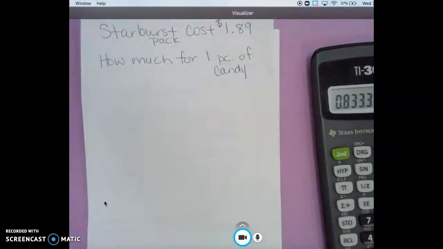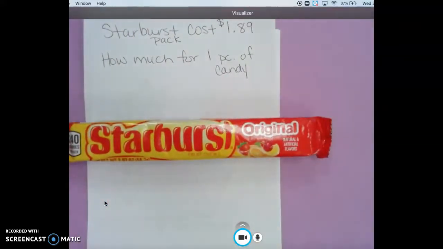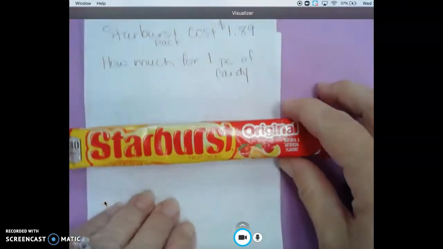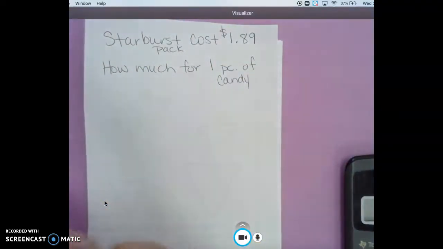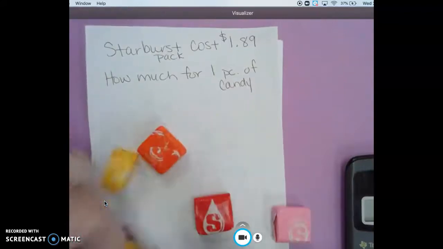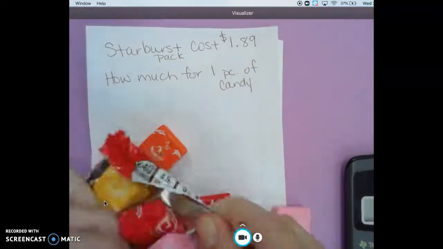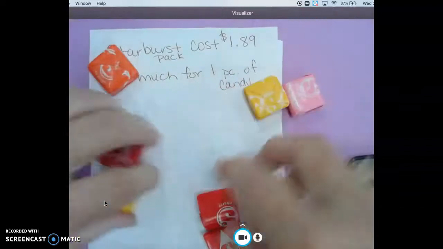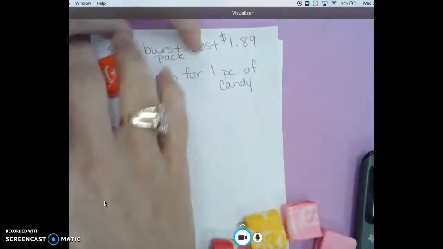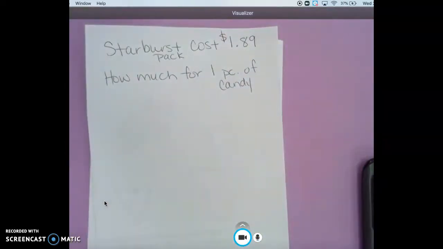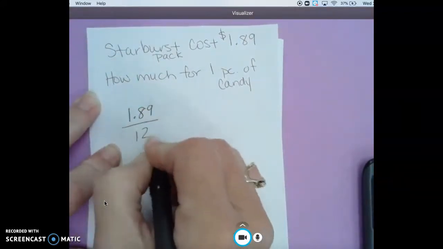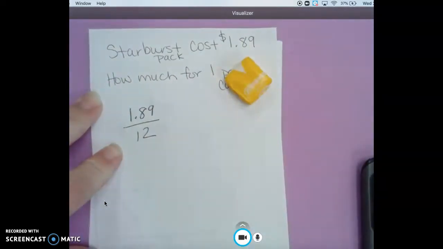Okay, I went and bought some Starburst. If we were all in the classroom, we would be having candy today. So this pack of Starburst costs $1.89. So if I wanted to know how much just one of those cost, if I could open it, I would need to know how many are in this pack of Starburst in order to determine. So I've got 2, 4, 6, 8, 10, 12. Okay, so I got 12 pieces of candy. And those 12 pieces of candy cost $1.89. So I'm going to take $1.89 and I'm going to divide that by 12. And that's going to tell me how much just one piece of candy costs.